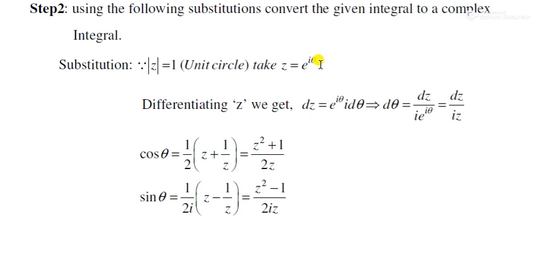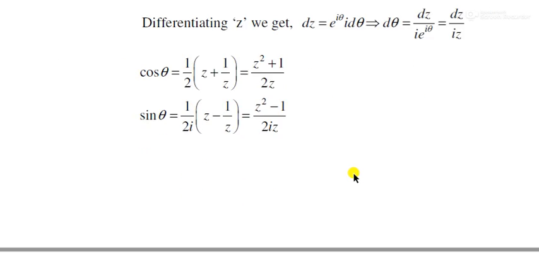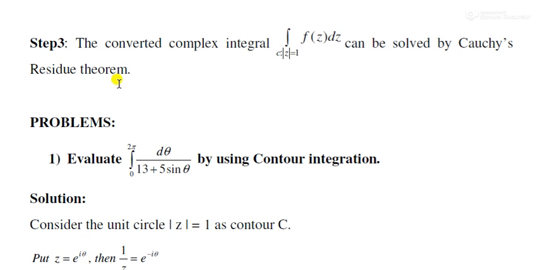And we know that e power i theta can be written as cos theta plus i sin theta. Using this relation, we get cos theta equal to 1 by 2 times of z plus 1 by z, which is equivalent to z square plus 1 by 2z. And sin theta is equivalent to z square minus 1 by 2iz. You can easily remember all these things like a formula.